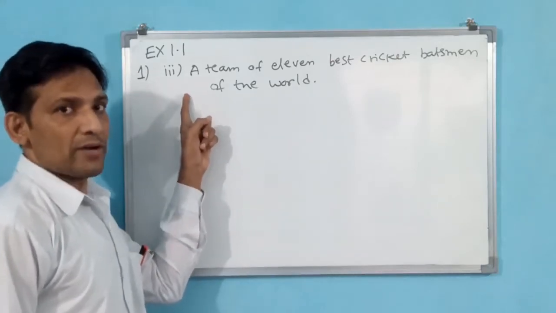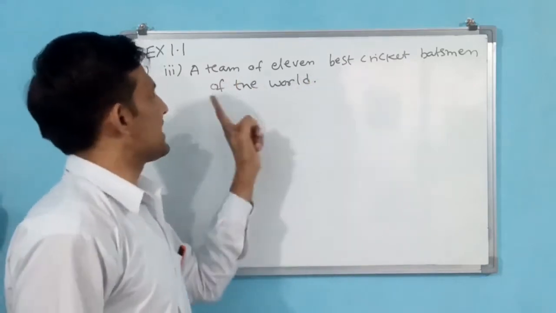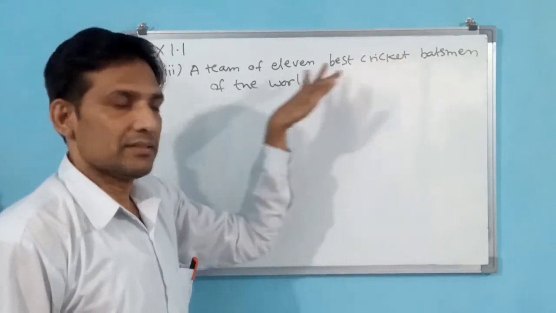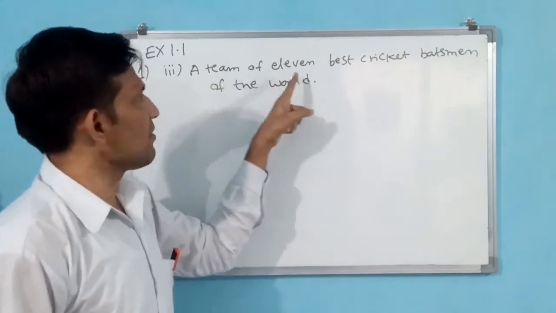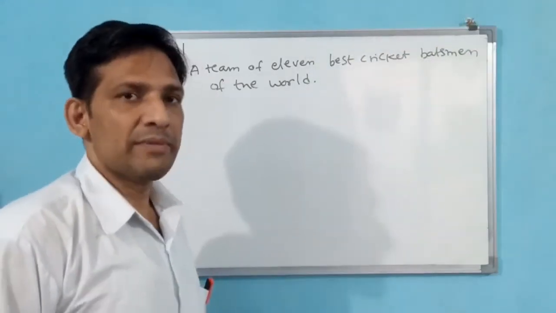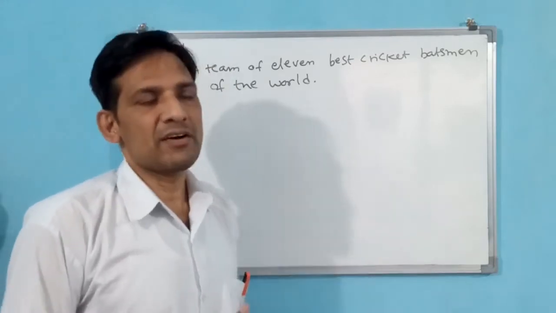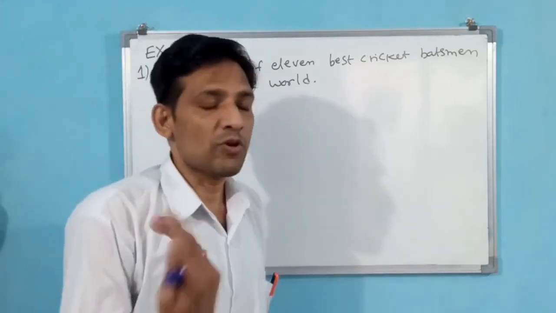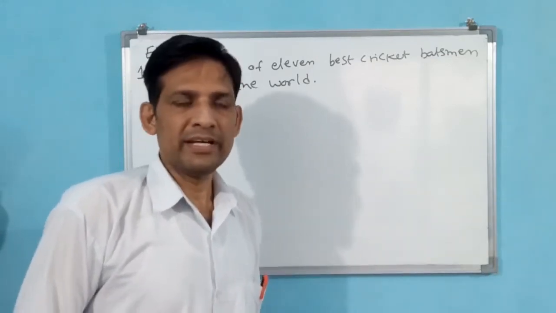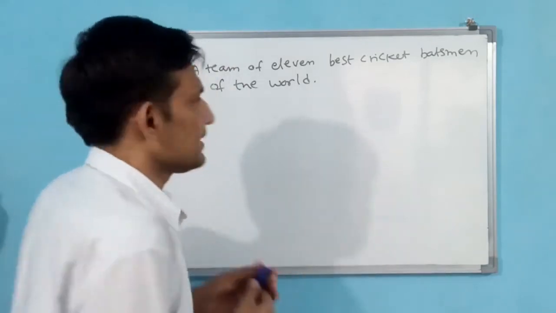See, the third part of question number 1. A team of 11 best cricket batsmen of the world. See here also, if they don't write best, then it will be okay. If they write a team of 11 cricket batsmen of the world, whatever it may be, those are all batsmen and they form a separate set, then it will be okay. But here they have mentioned best. Best means how are you going to choose? Best for one may not be best for some other person. That is why this is not a well defined collection of objects. That is why this is not a set.